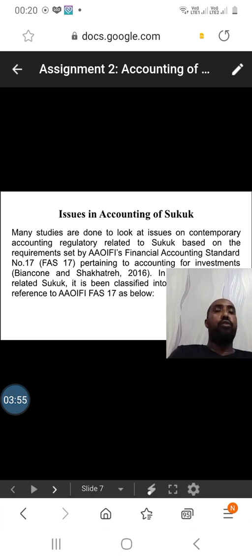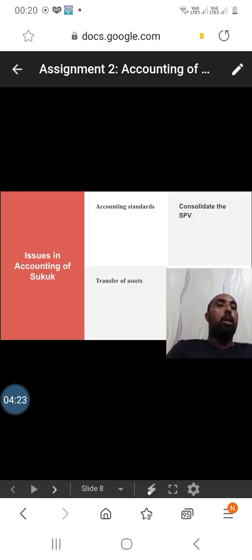On the issue of accounting of Sukuk, many studies have looked at contemporary accounting regulation relating to Sukuk, based on the requirements set by AAOIFI Financial Accounting Standards, pertaining to accounting for investments and classifying assets relating to Sukuk. These are classified into four main issues. Number 1, accounting standard. 2, consolidation of the SPV. 3, transfer of asset. 4, Sukuk certificate.